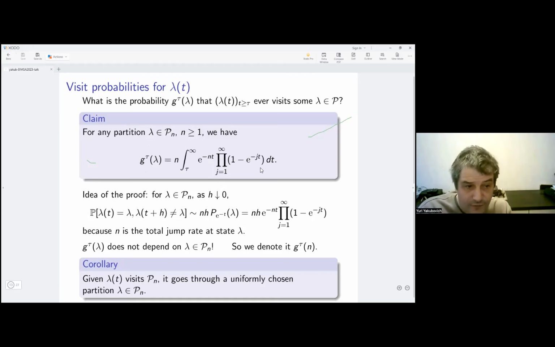What we see from this formula is that, given our process visits some level n of the Young graph, it can go through any partition of this level, but it goes through a uniformly chosen partition, because this probability doesn't depend on lambda, it depends just on n.